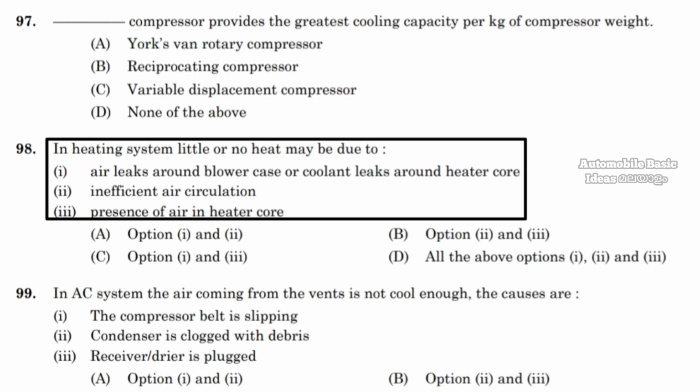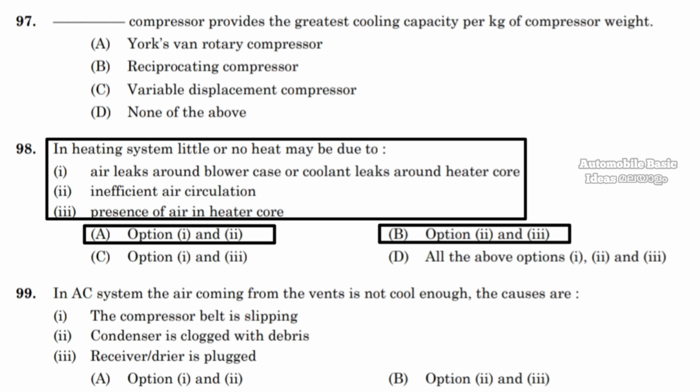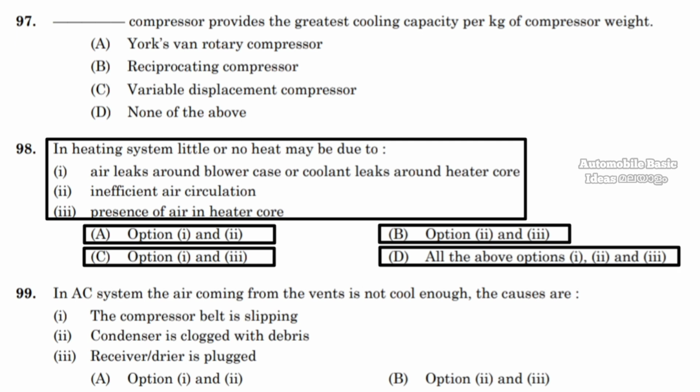98. In a heating system, little or no heat may be due to: 1. Air leaks around the blower case or coolant leaks around the heater core. 2. Inefficient air circulation. 3. Presence of air in the heater core. A. Option 1 and 2. B. Option 2 and 3. C. Option 1 and 3. D. All the above options, 1, 2, and 3. Answer B. Option 2 and 3.